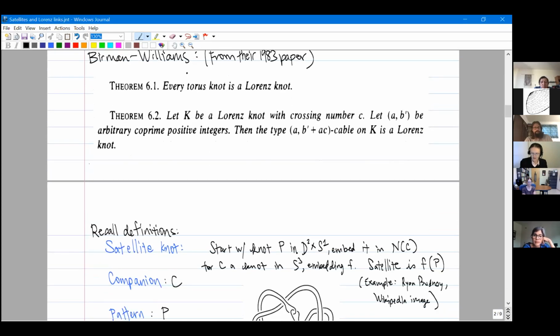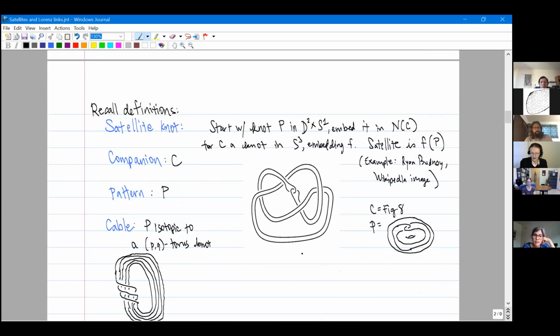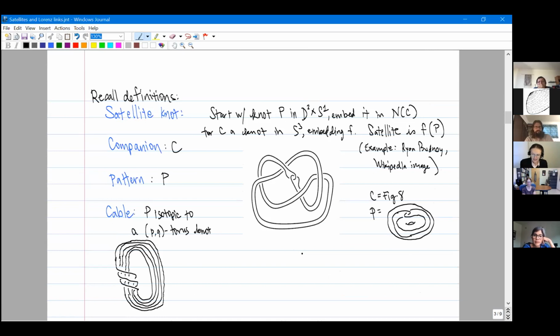Okay, so let's do a quick review of some of the terminology here. Some definitions. A satellite knot: you start with a knot P inside of a solid torus, and then you take this whole solid torus and you embed it into a neighborhood of another knot that's sitting inside of S3. P is called the pattern. The companion is C, so 2 knots. You stick the pattern inside a neighborhood of the companion, and you call the embedding F, and then the satellite knot is F of P.